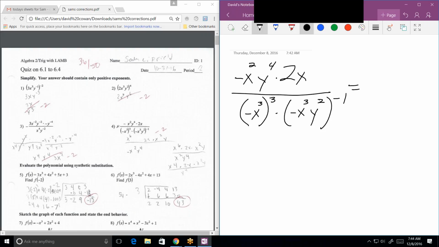Okay, so let's leave the top alone and work on just the bottom. What is minus x cubed cubed? We're not doing multiplication here, we're doing double exponentiation, which requires you to multiply the exponent. I'm trying to remove these parentheses. So I have to multiply that 3 by that 3. Negative x to the 9th. There you go.